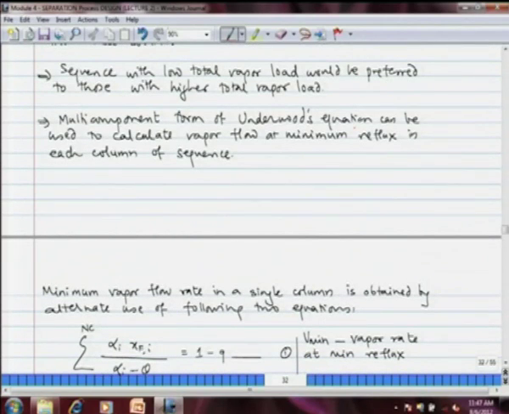Now, how do we determine the vapor flow rate inside a column? We can use the multi-component form of Underwood's equation. These equations I am sure you have dealt with in the course of mass transfer, and so we take these equations directly. We do not go into the derivation of these equations, but you can find them in very common textbooks like Perry's Handbook or a book by Treybal, these Underwood's equations. Okay.